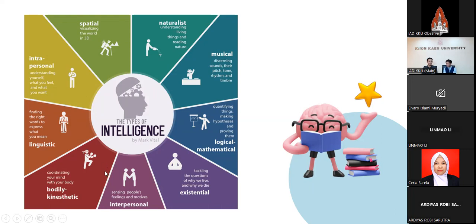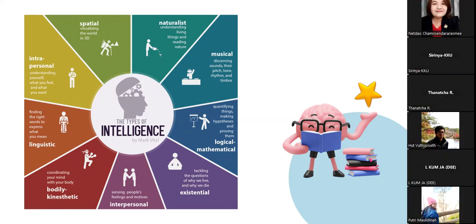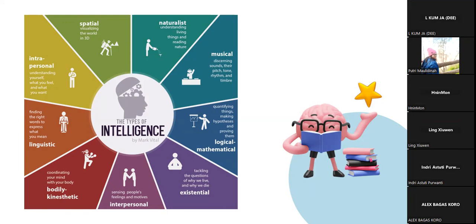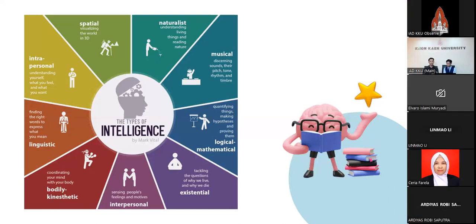And the last one is interpersonal intelligence. Yes, because we live in another country, right? And then we need to have the type of intelligence related to sensing people's feelings and motives. So if we think that our friends are sad or our friends need help, that's how we help or activate our global mindset. Oh, okay, yeah, that's good.